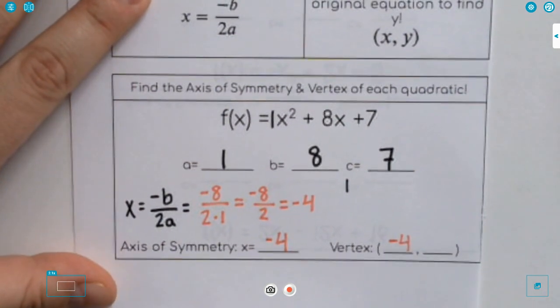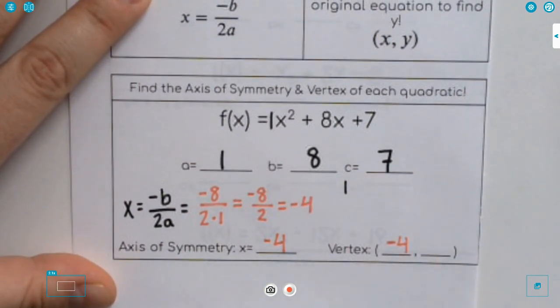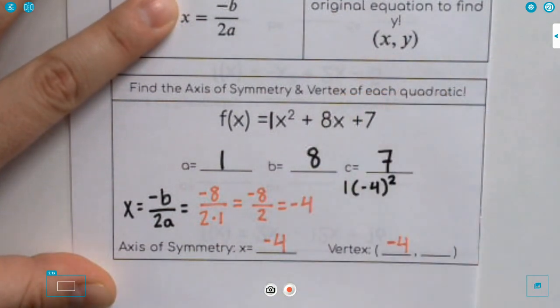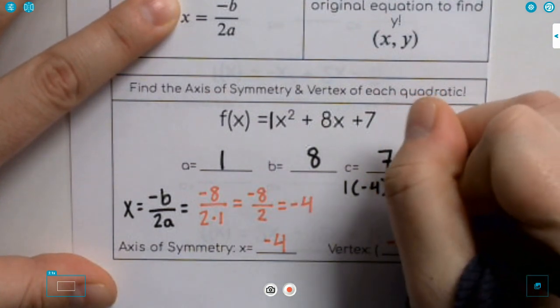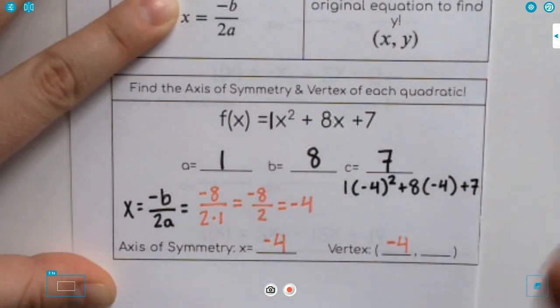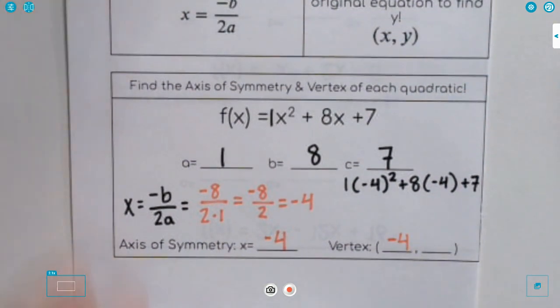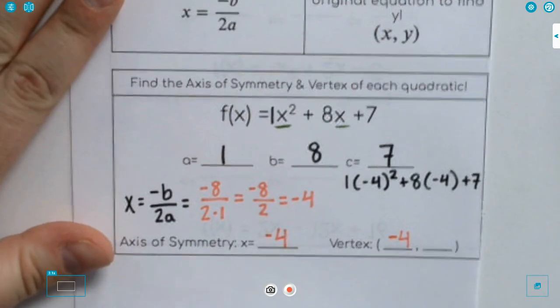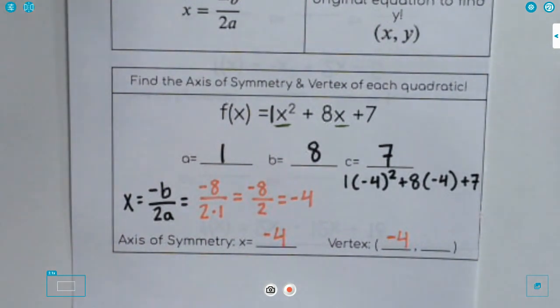Wherever there's an x, I'm going to plug in my x value in parentheses. So it's going to be (-4) squared plus 8 times (-4) plus 7. So I'm taking my x value, which is -4, and I plug it in 2 spots. I plugged it in right here for x, and I plugged it in right here for x. And anytime I plug in a number, I put it in parentheses.